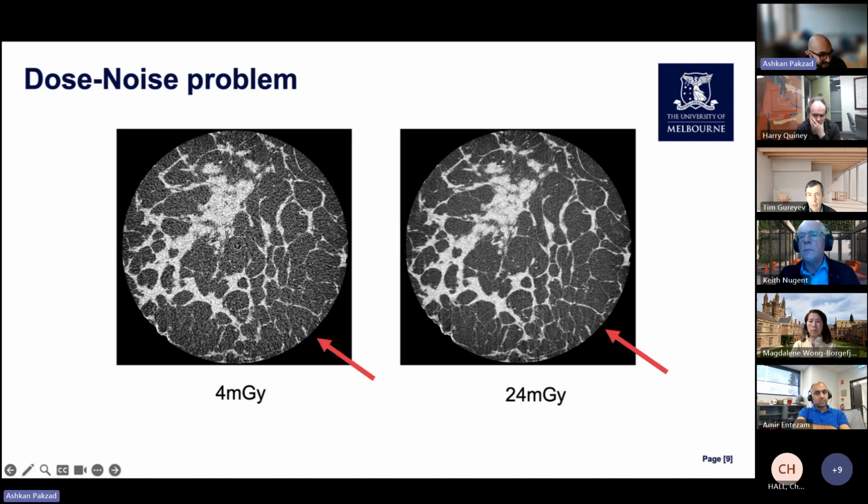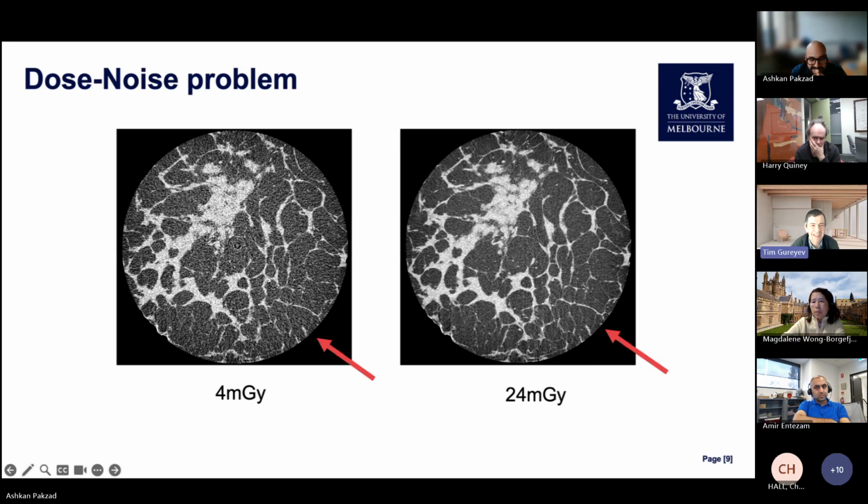Oh, sorry, I didn't realize there was a hand up. Yes, Keith? Keith? You wanted to ask something? You are muted, Keith. You are muted.